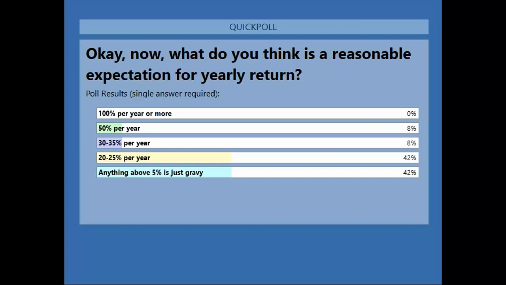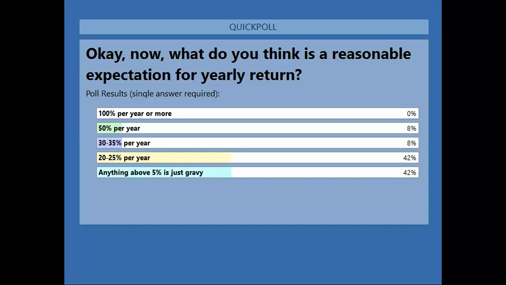Now, the majority of us split. 42% said that 20 to 25% per year is a reasonable target, and 42% said anything above 5% is just gravy. This is talking mainly just about the options portion of your portfolio. No one said 100%, which means no one is really expecting 100 or 120% per year. Of course, I know that's not your target, Lance. You said 10% gain is your target on the ones you win. You're expecting some losses, but you're trying to skew the results in your favor.